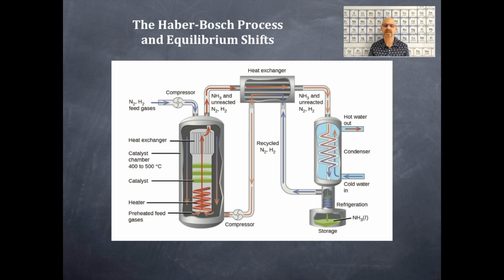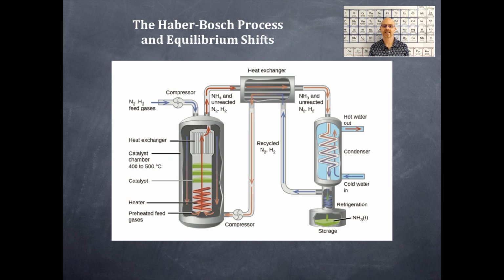On the far left-hand side, in the upper left-hand corner, you should see N2 and H2, and that says feed gases. So that means that you're adding nitrogen gas and hydrogen gas with a compressor. That means it's increasing the pressure. It's going into the system on the left-hand side where there's a heat exchanger, there's a catalyst. That means you're increasing the temperature with that heat exchanger.